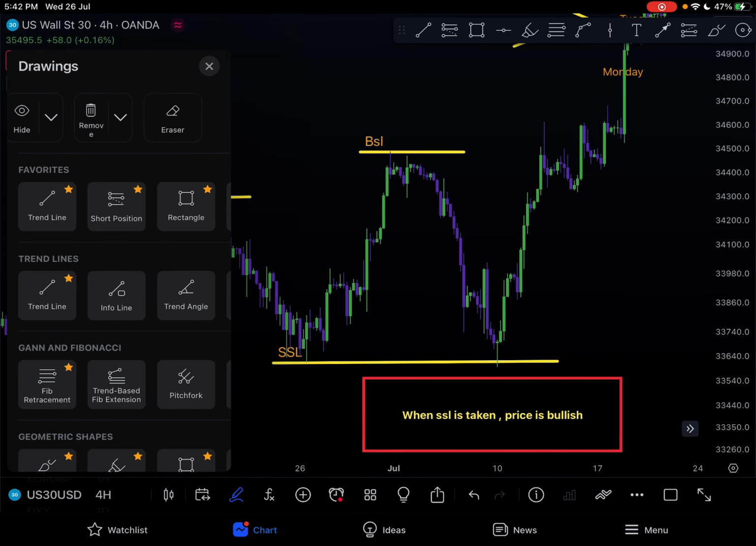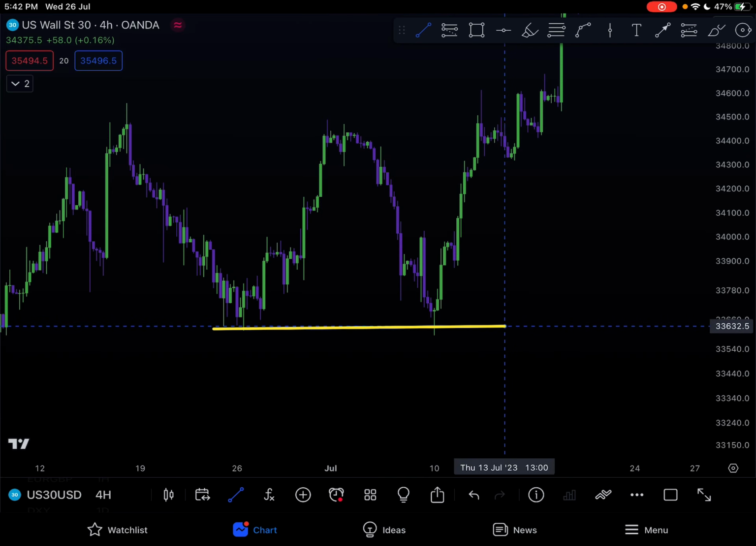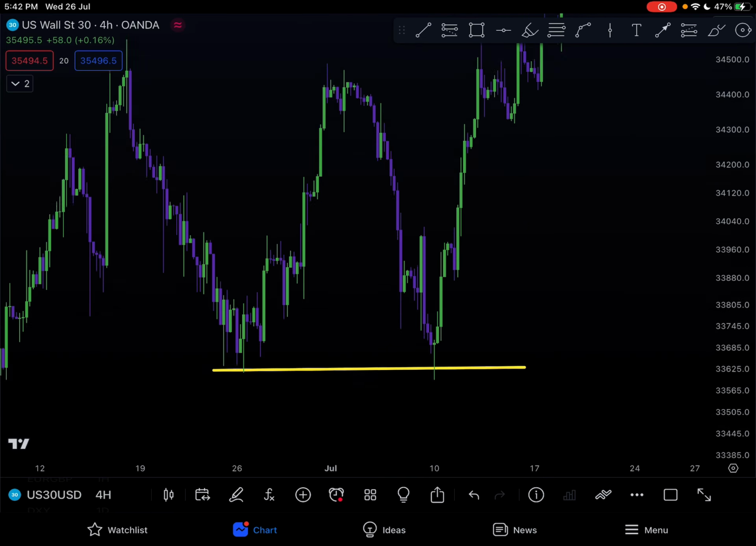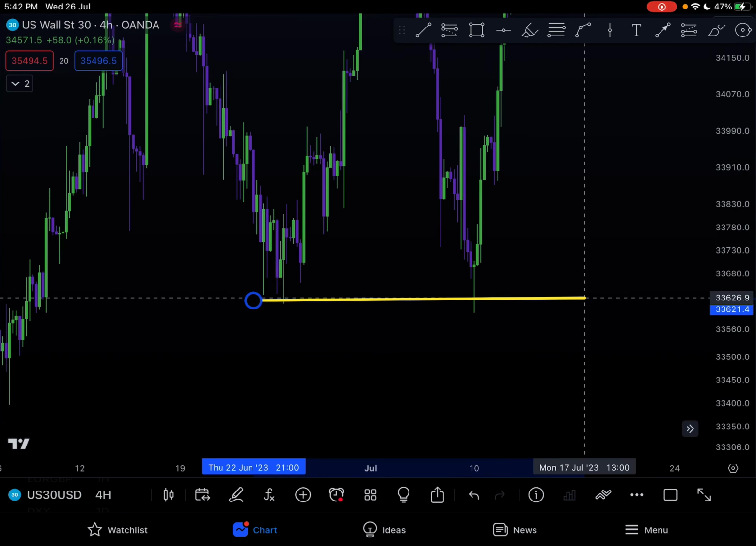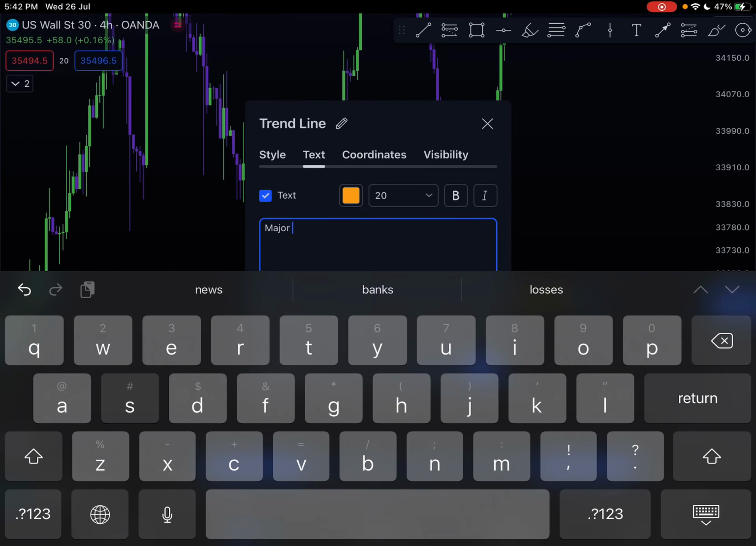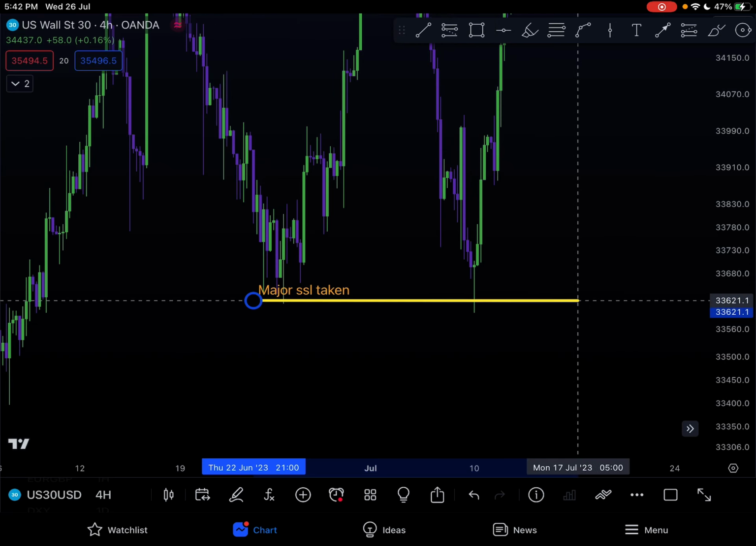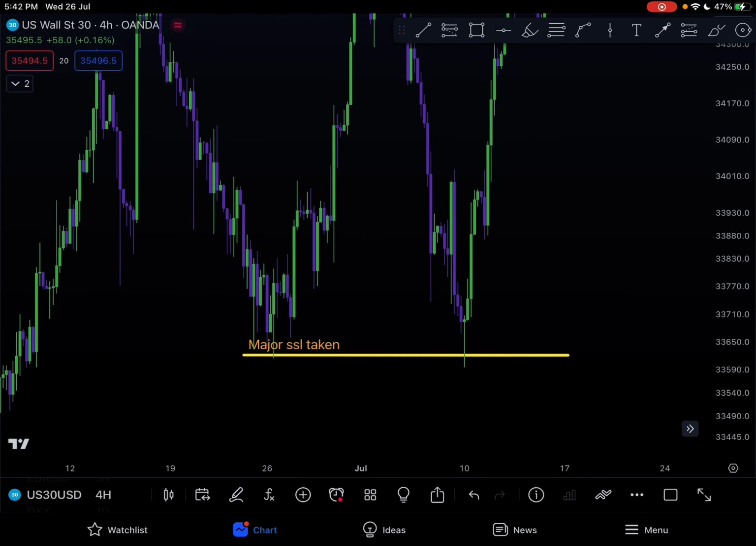Let's get rid of a lot of the stuff on the screen and look at this area in depth. Now, again, major sell side liquidity is taken out. And right before we get to how to use it on a lower time frame, I'm giving you the recap, because this is happening all over the place. And I'm on a 4-hour time frame if you didn't notice.